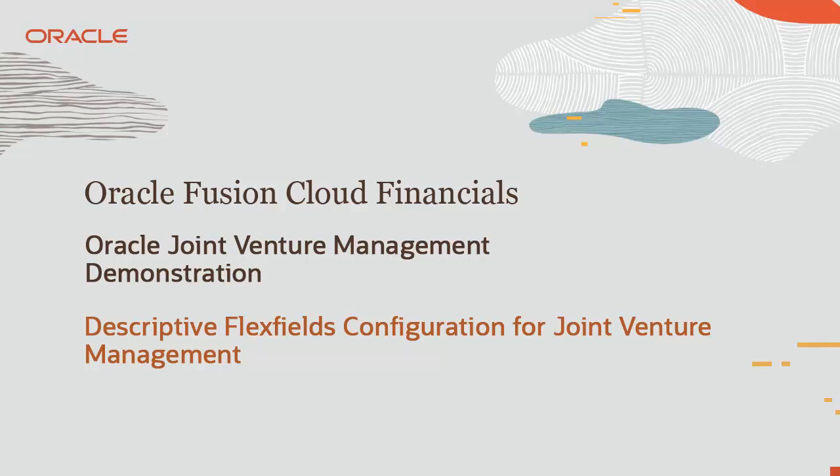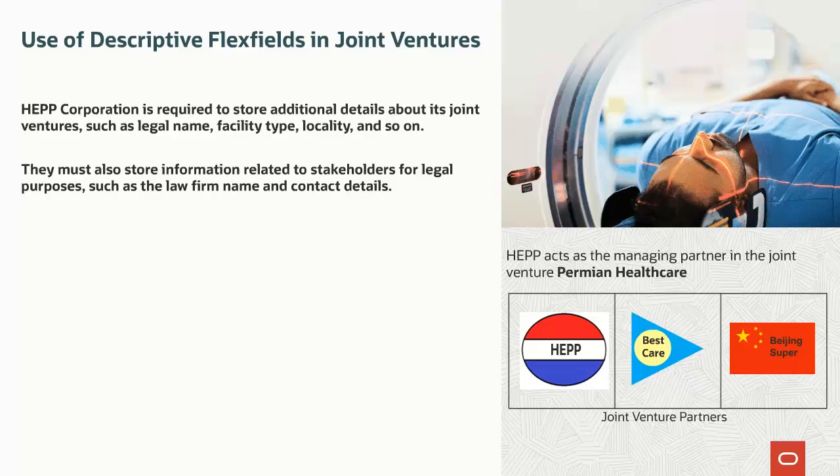This demonstration shows how you can configure and use descriptive flex fields in joint venture management. HEPP Corporation is the managing partner in the joint venture Permian Healthcare. The other partners in the joint venture are Best Care and Beijing Super.